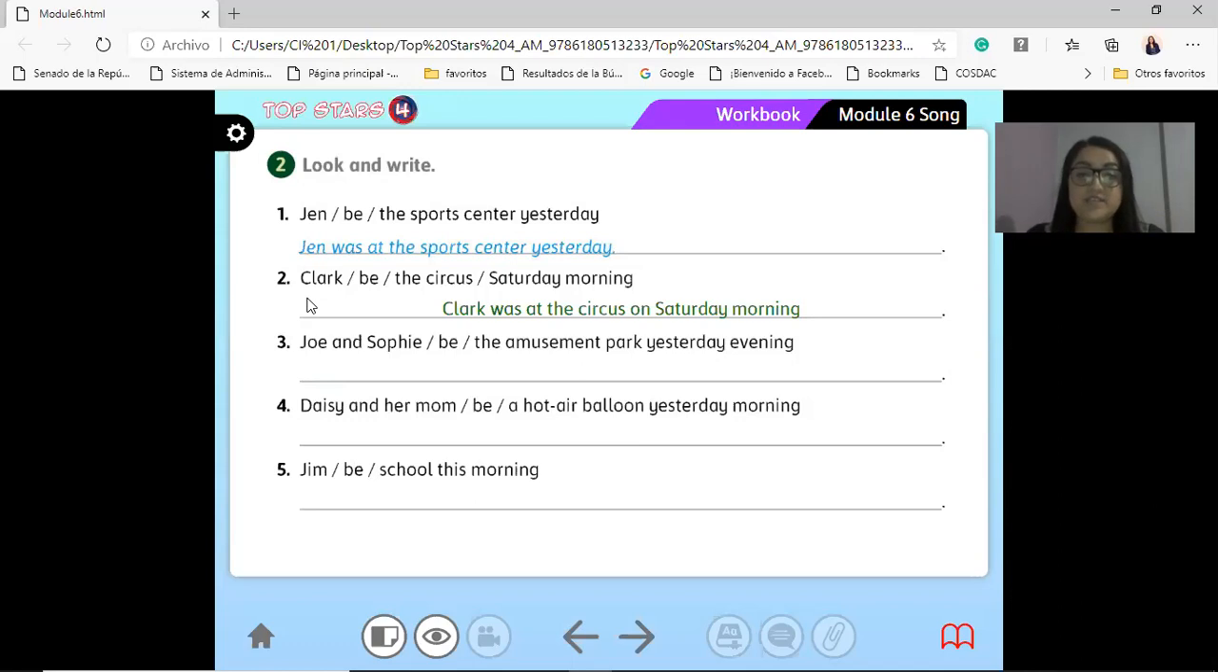Escriban sus respuestas. Number 3, we have Joy and Sophie. Tenemos que cambiar a pasado. No podemos usar was porque tenemos 2 personas, entonces es plural were. Joy and Sophie were at the amusement park yesterday evening. Ayer por la tarde. Yesterday evening.